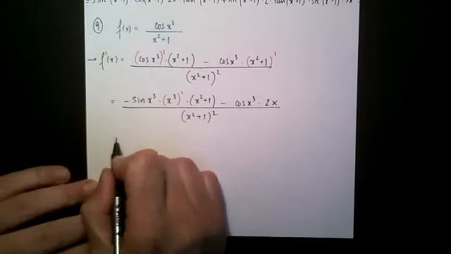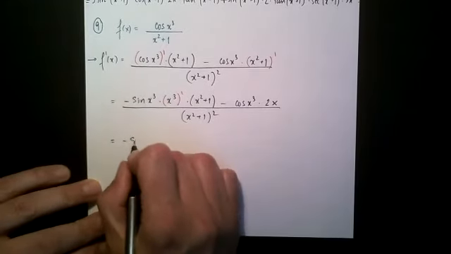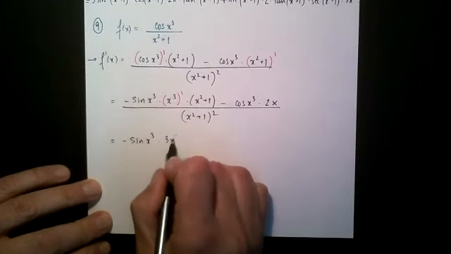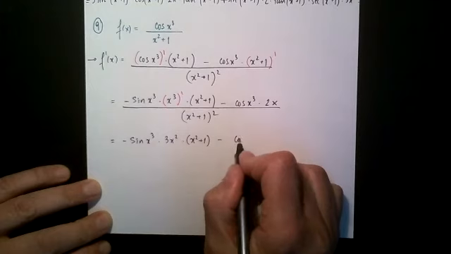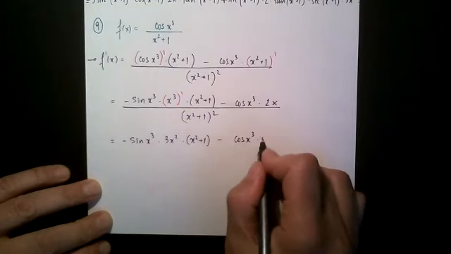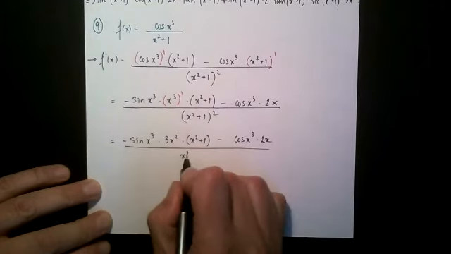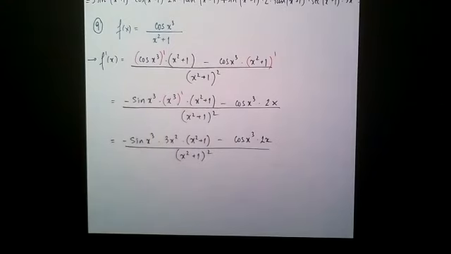Okay, good. And then equals negative sine of x^3 times, this is 3x^2, times x^2 plus 1, minus cos x^3 times 2x, over x^2 plus 1 to the power 2, and that's my answer.